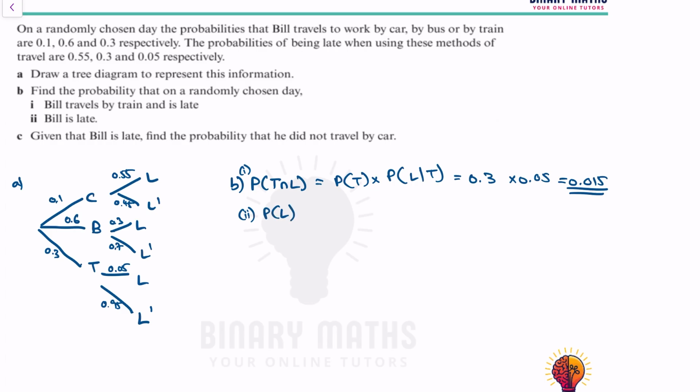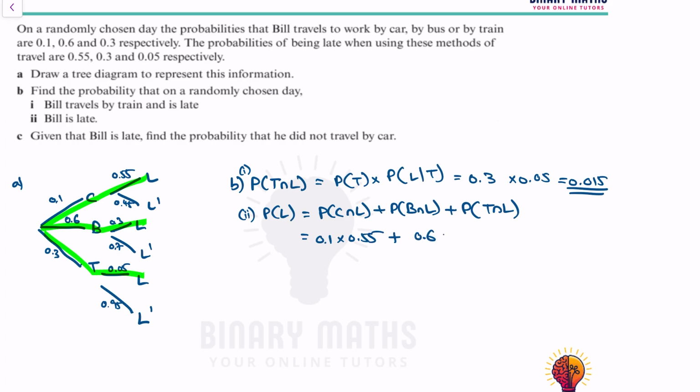Now there's three different ways you can be late, which is car and late, bus and late, or train and late, which is equal to probability of C and L plus probability of B and L plus probability of T intersect L, which is equal to 0.1 times 0.55 plus 0.6 times 0.3 plus 0.3 times 0.05, which is equal to 0.25.